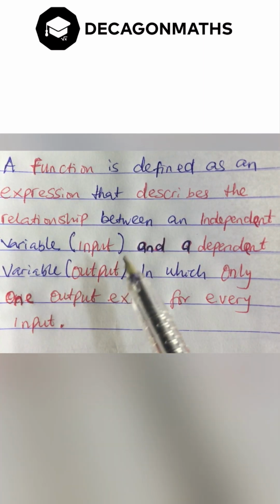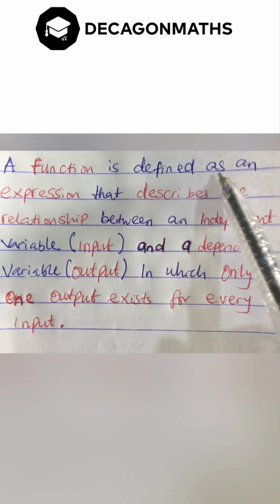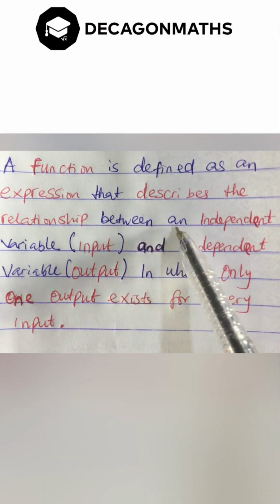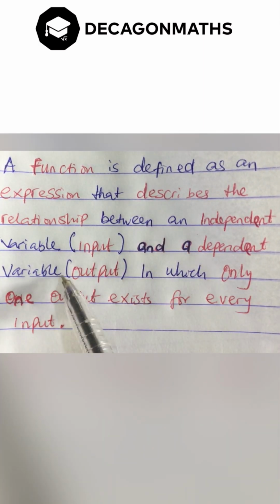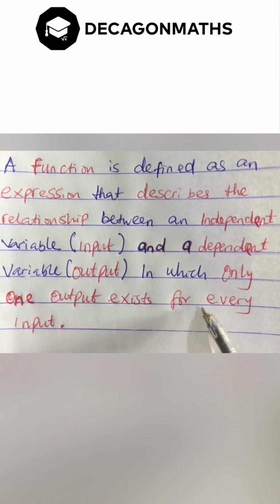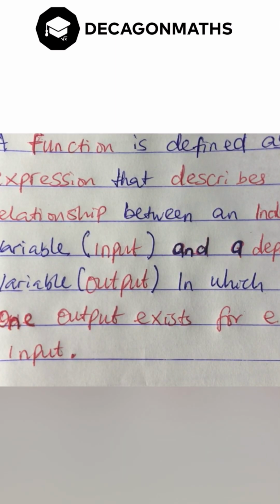The definition of a function has been given here, and it reads that a function is defined as an expression that describes the relationship between an independent variable, which is the input, and a dependent variable, which is the output, in which only one output exists for every input. I will definitely explain this so that it can make better sense to us.